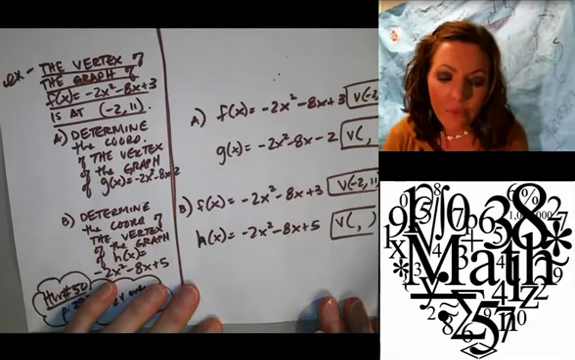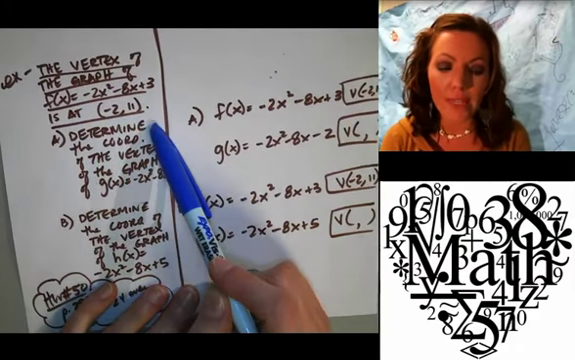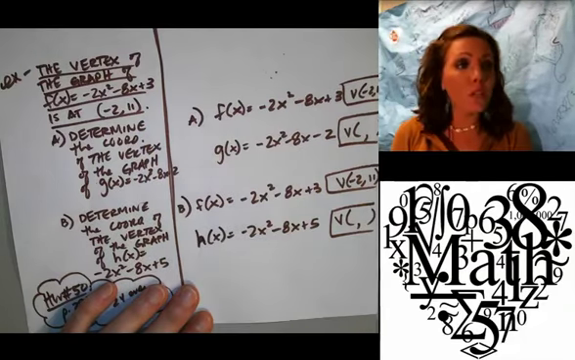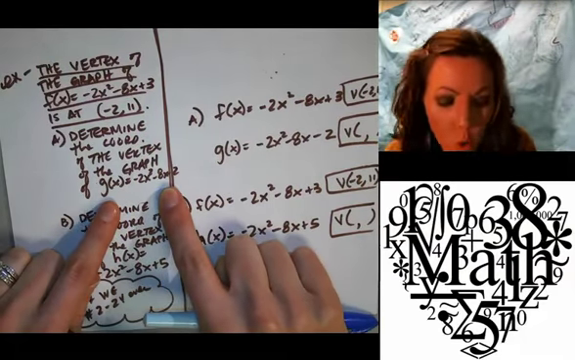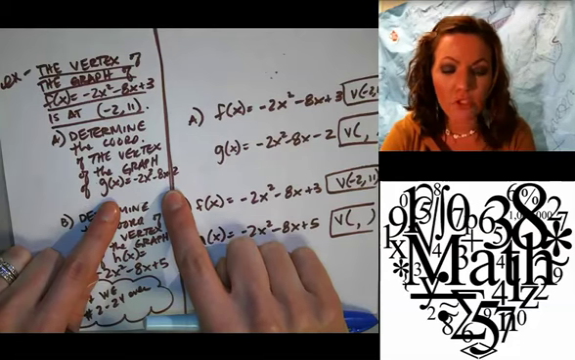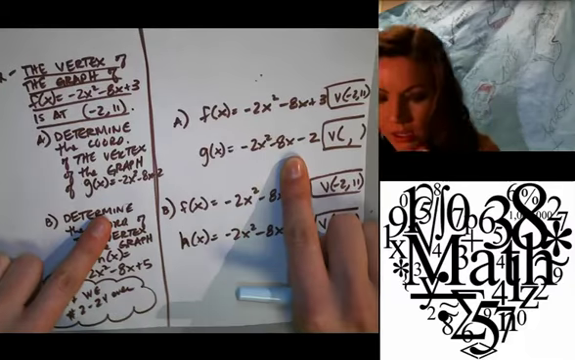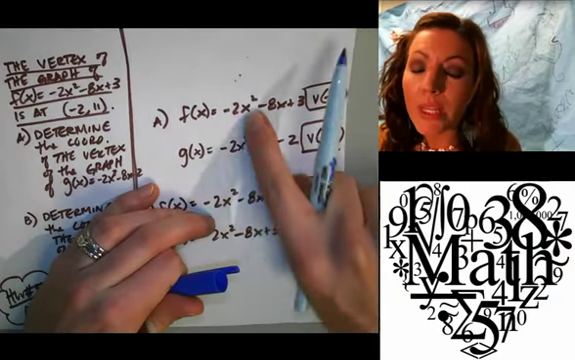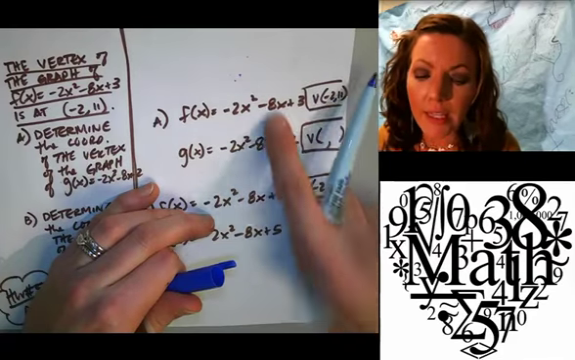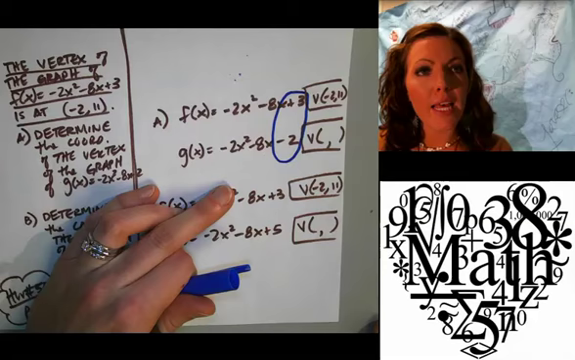Okay, next one. The vertex of the graph of f of x equals this expression is at -2, 11. Okay, so we're going to use that to find the vertex of this next one. Determine the coordinates of the vertex of the graph of g of x when g of x equals 2x squared minus 8x minus 2. So what I'm hoping we all notice is that with these equations, everything is exactly the same except the constant. Does everybody notice that?